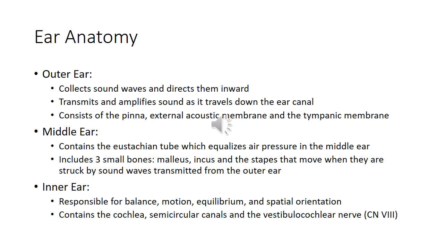The middle ear contains the eustachian tube, which equalizes air pressure in the middle ear, and this has 3 small bones, the malleus, incus, and the stapes, that move when they are struck by sound waves transmitted from the outer ear. The inner ear is responsible for our balance, motion, equilibrium, and spatial orientation. This contains the cochlea, semicircular canals, and the vestibular nerve.